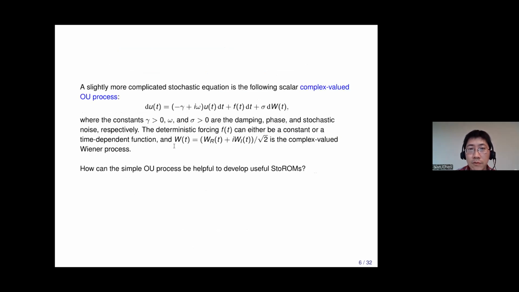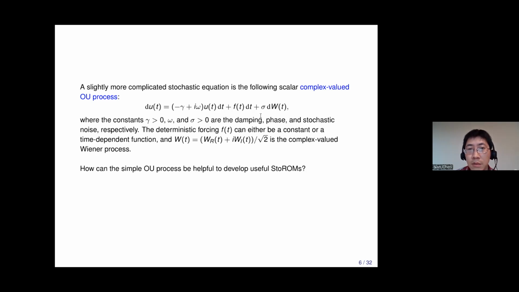I want to move forward to a slightly more complicated system. It is still called the OU process, but it's complex valued. The difference is that now, in addition to a constant here, I also put this i, which is an imaginary unit, times this omega. In such a way, this U will be a complex number. And F can also be complex.